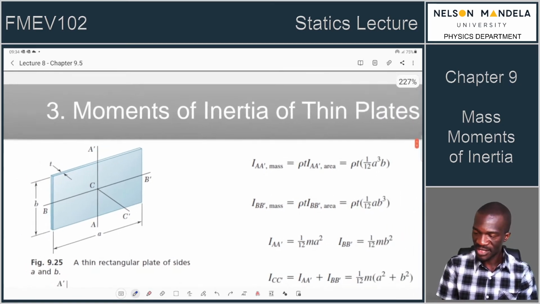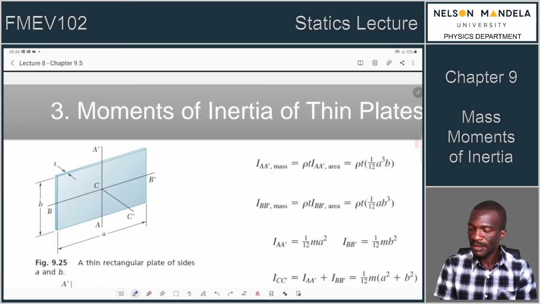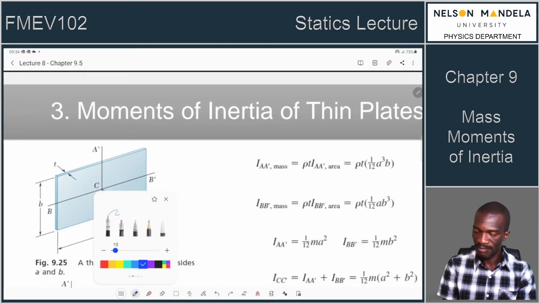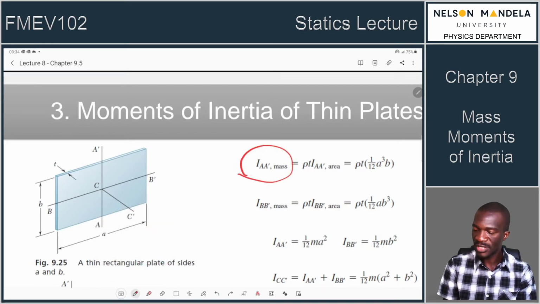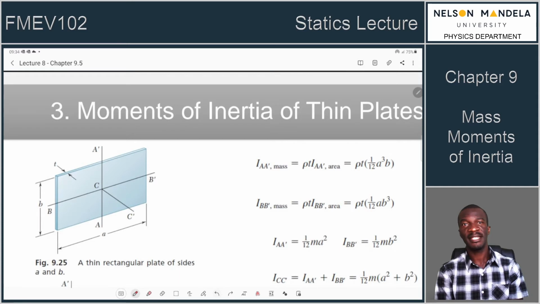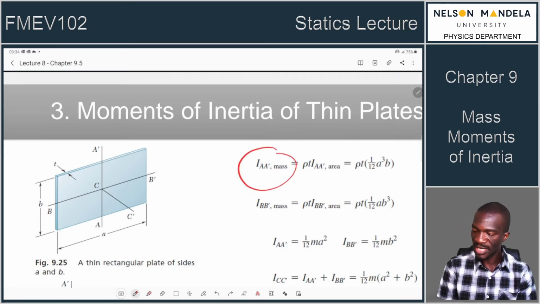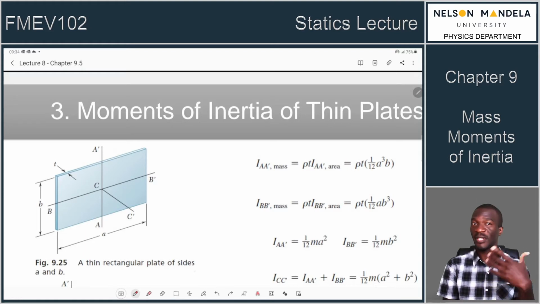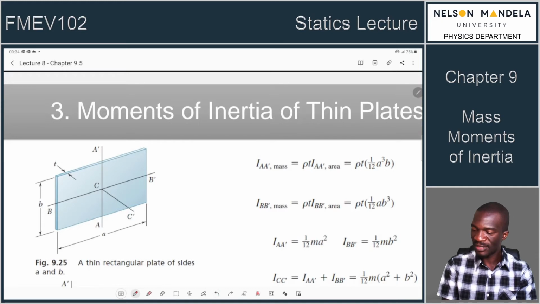So let's have some definitions. The mass moment of inertia about the AA prime axis can be calculated. From what we have already found out, we can still use rho t multiplied by the area moment of inertia, or the second moment. Now, what is the second moment of a rectangular thin plate, or of a rectangular geometry? In other words, we are now looking at the rectangular geometry only.